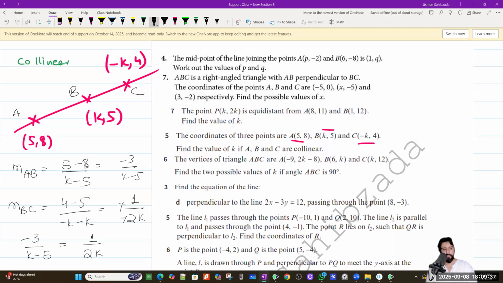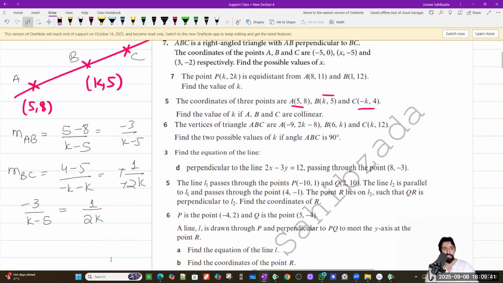If I have made a calculation error or any sign error, please make sure you speak up or type in as quickly as possible. So minus 3 times 2k is negative 6k. k minus 5, k goes there, this comes here, 5 goes there. So that's 7k and k comes out as 5 by 7. Easy. k is 5 by 7.